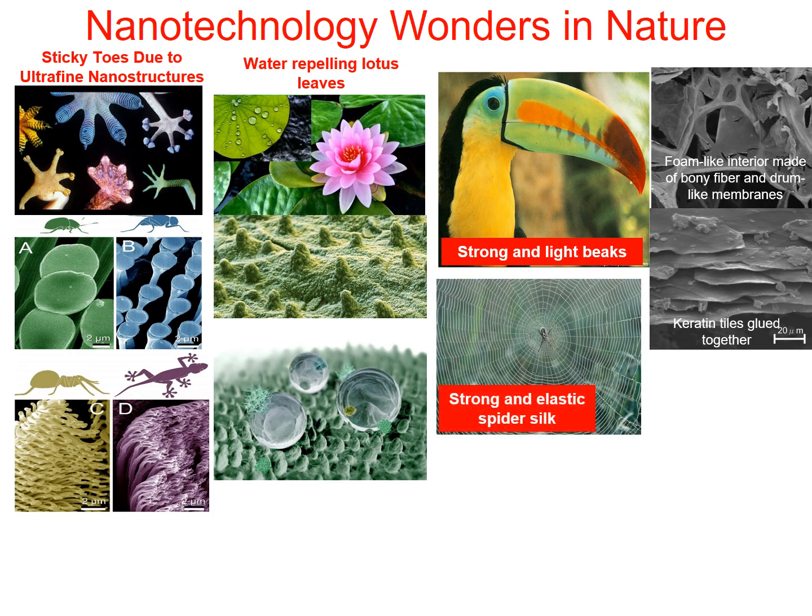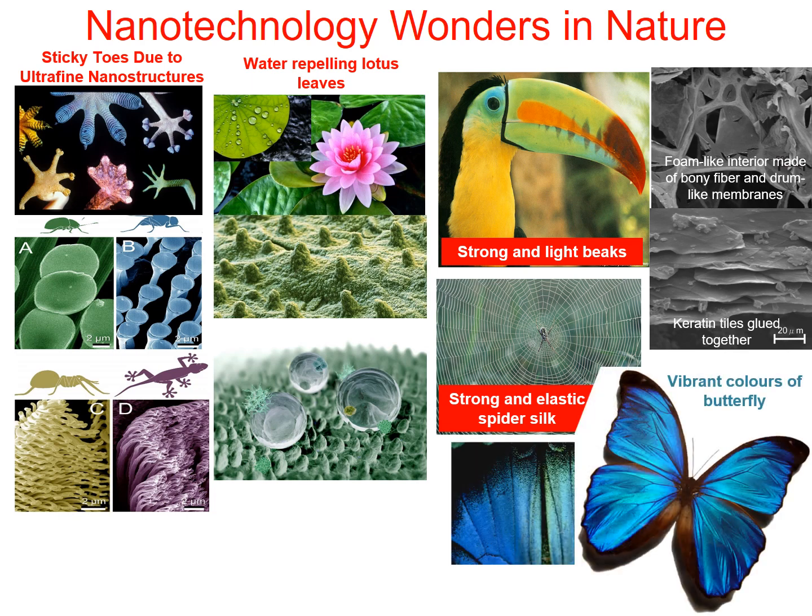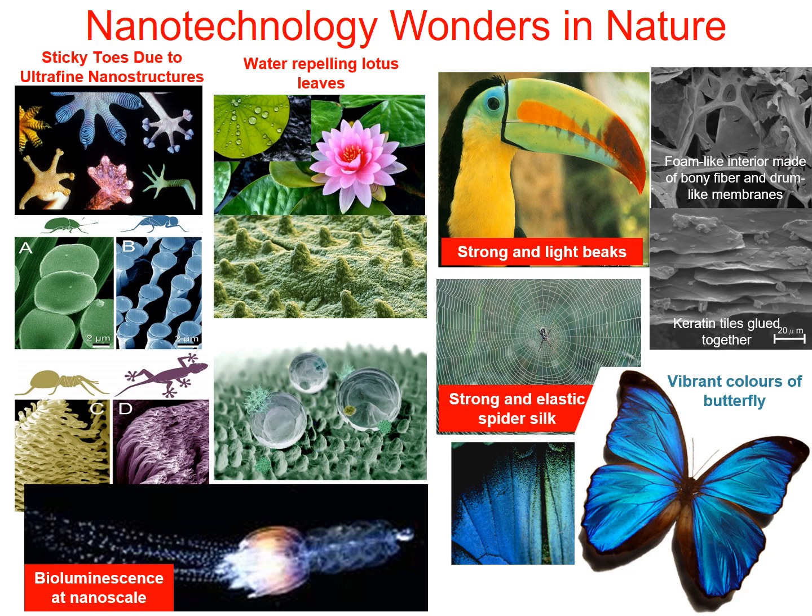Nanometer-sized biodegradable threads of spider silk are stronger by weight than high-tensile steel. It is also elastic enough to stretch up to 10 times its initial length. Vibrant colors in butterflies and insects are due to the light scattering of ultrafine features on their wings. Bioluminescence in fireflies and jellyfishes is at nanoscale.